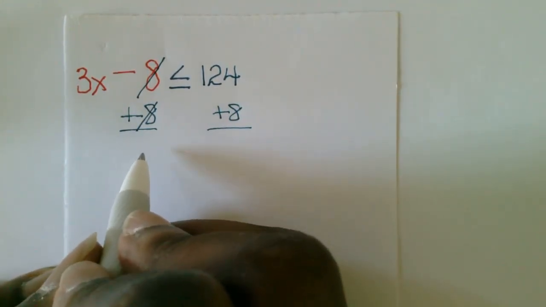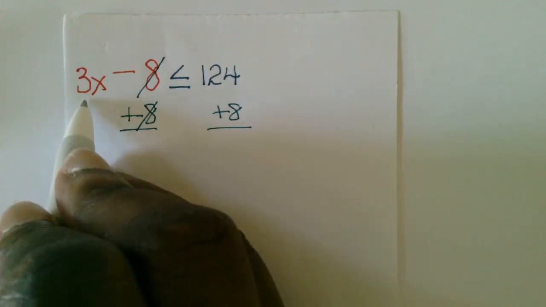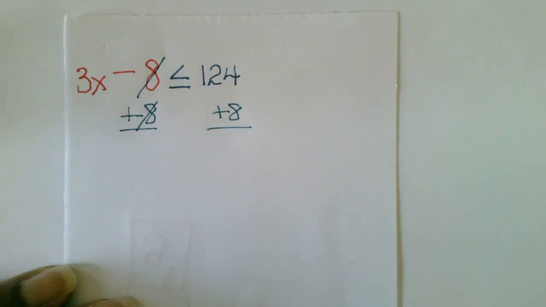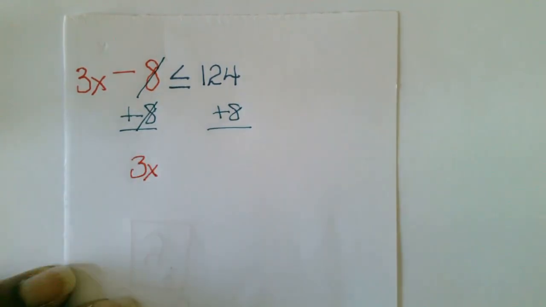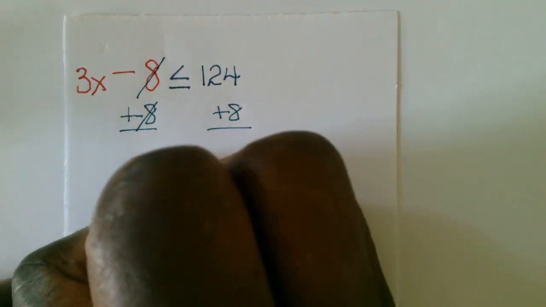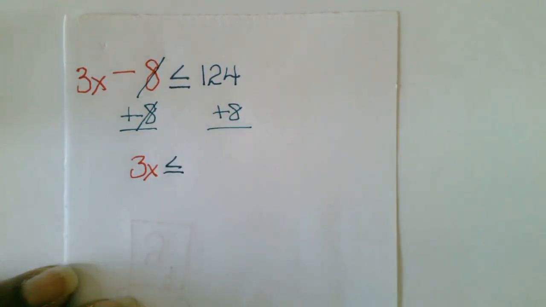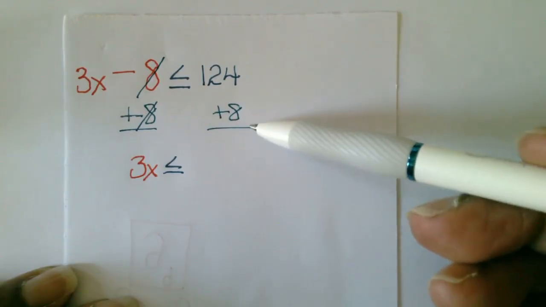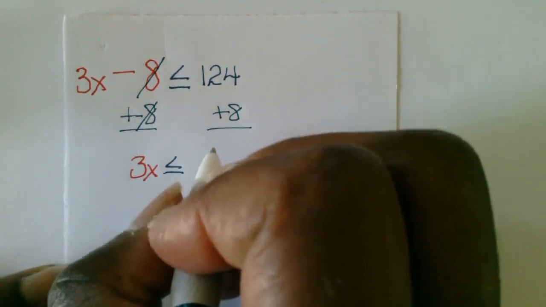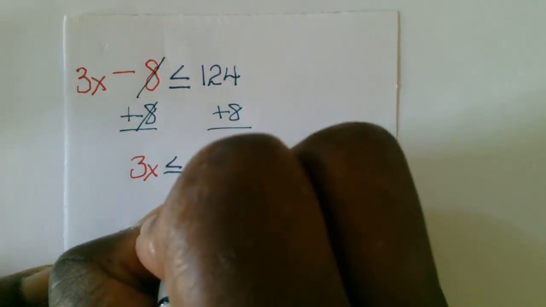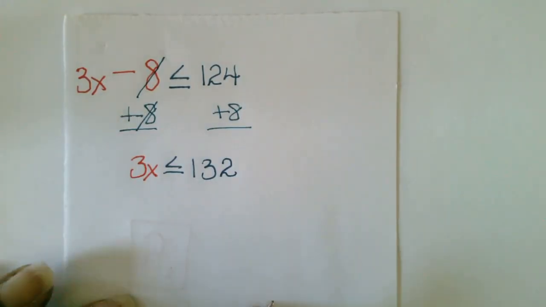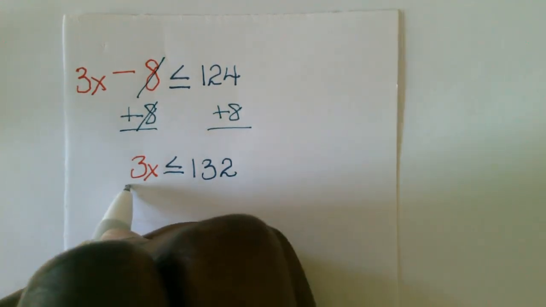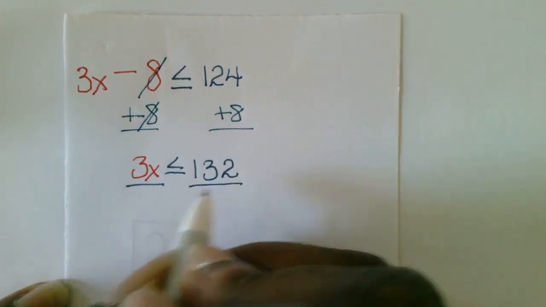But we're not bringing the 0 as a placeholder because we still have this 3x that we need to bring down. So you have your 3x, you have your less than or equal to. Now you got your 124 plus 8, so that gives you what, 132? Alright, so now we're going to divide both sides by 3.